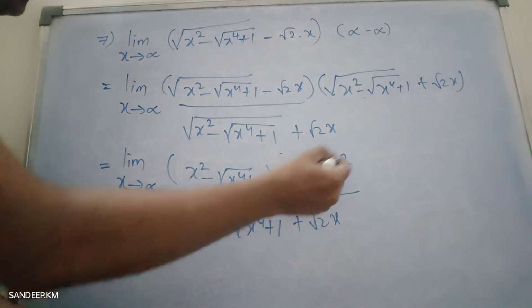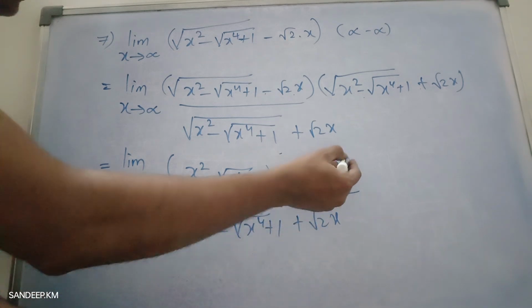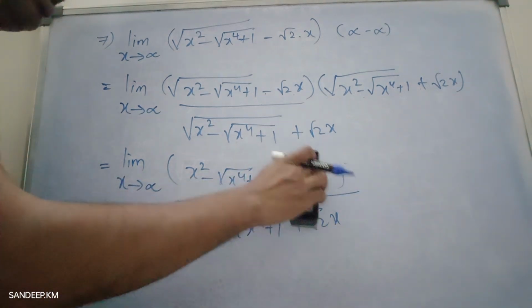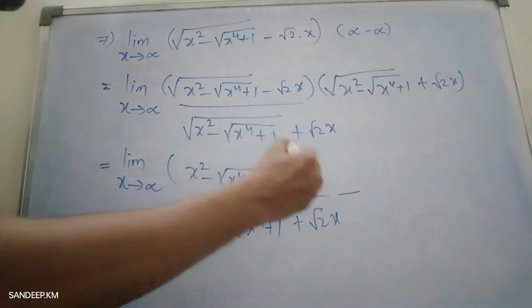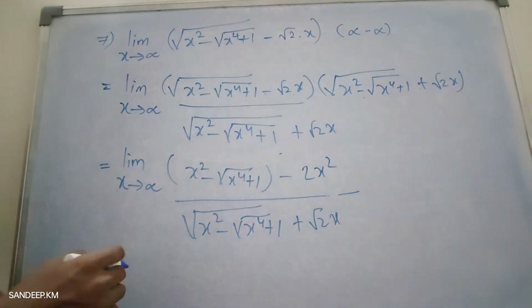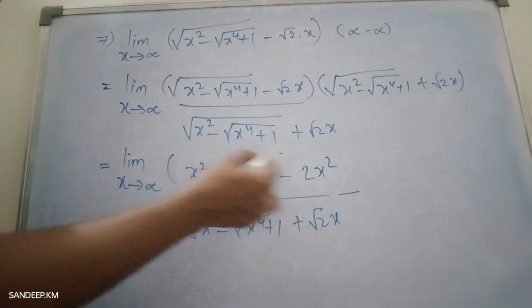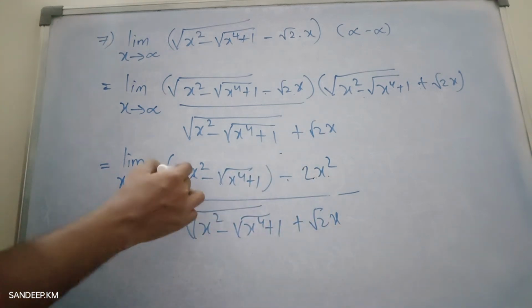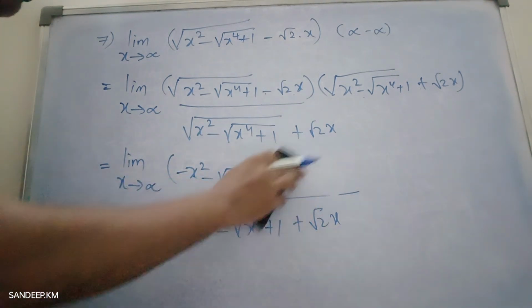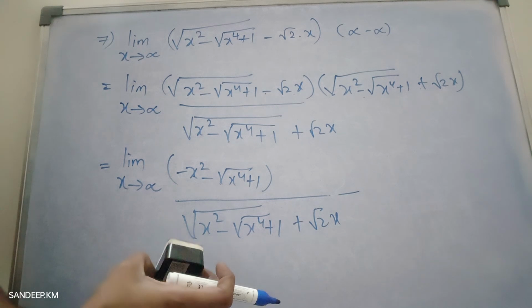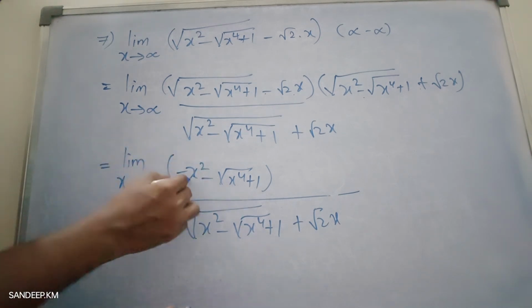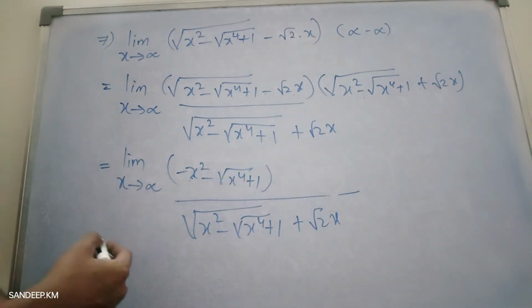And root 2 square will be 2x square. Correct or not? So this is going to be 2x square. Next, x square minus 2x square. What is x square minus 2x square? Minus x square. I am doing all the steps here itself. Okay, now so we got x square minus 2x square, which is minus x square.